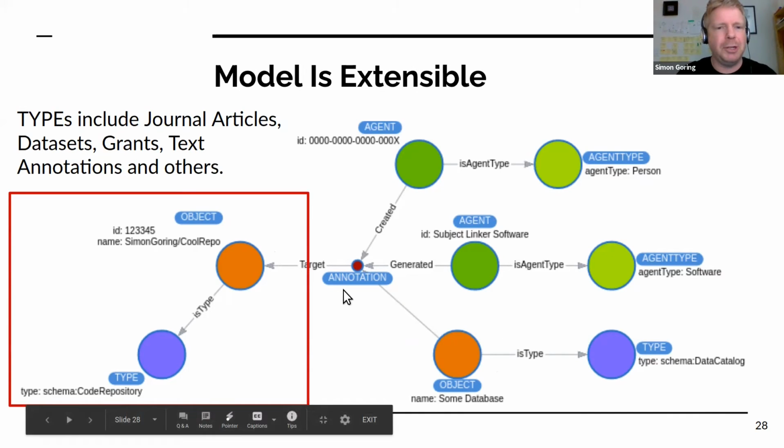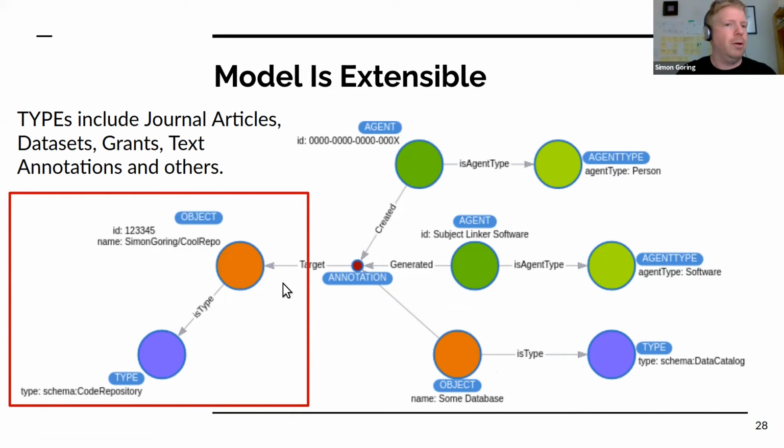This link here that I showed is between a database and a code repository, but we also have a set of types that are defined by schema.org or by Dublin Core, other kinds of resources. And so we have information about links between different objects like grants and journal articles, data sets and grants. We can have text annotations as well. And so this model that we started with, really to link databases and GitHub repositories, is actually very flexible and has allowed us to do a lot more.